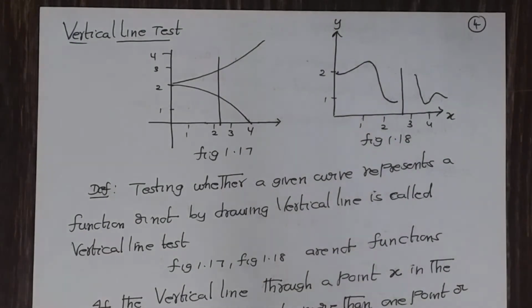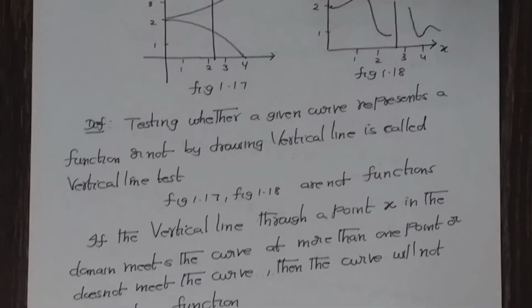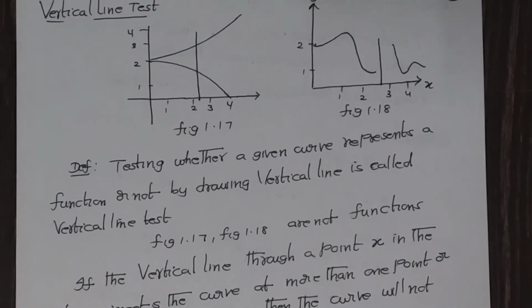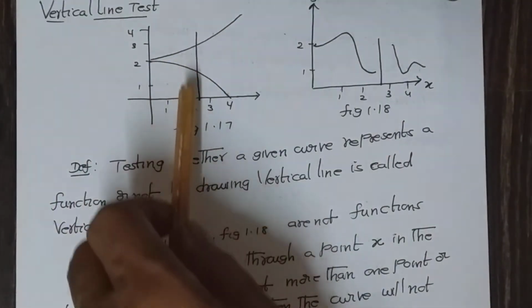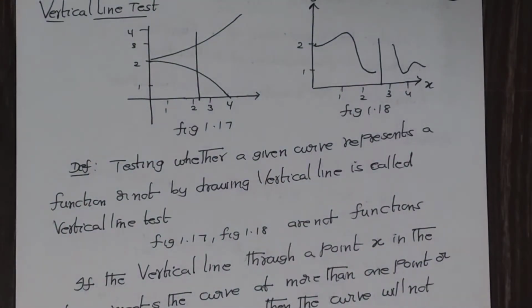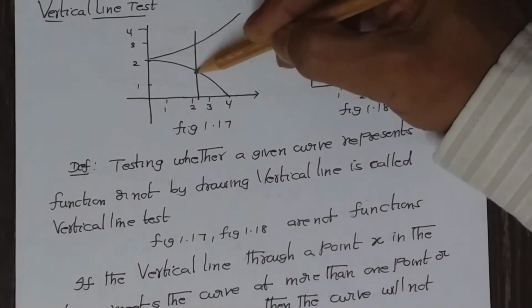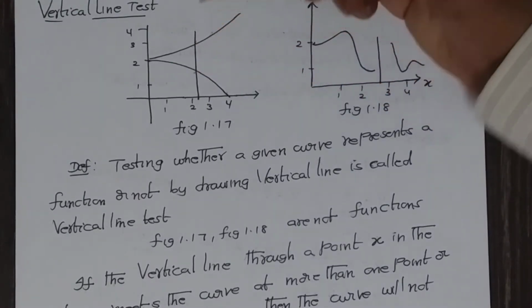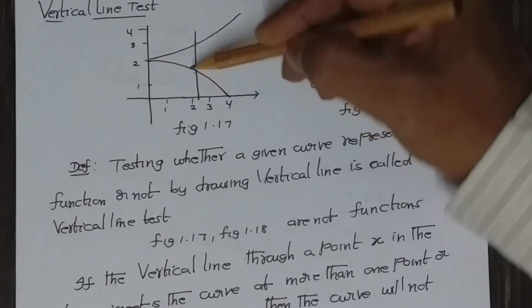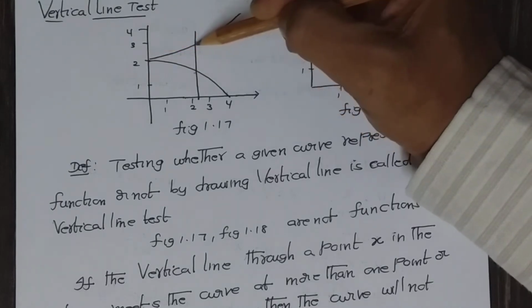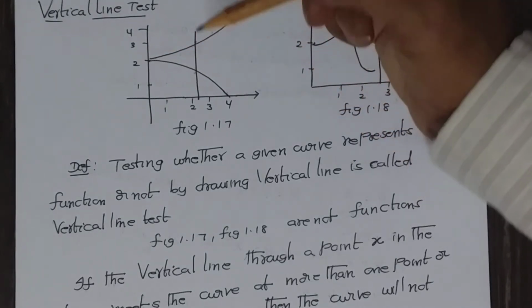Okay. Now we'll discuss two diagrams here, figure 1.17 and figure 1.18. You see here in figure 1.17, this vertical line is touching the curve at more than one point, this point as well as this point. That means for the same x value, we have two y values, which is not possible. It is not at all a function.